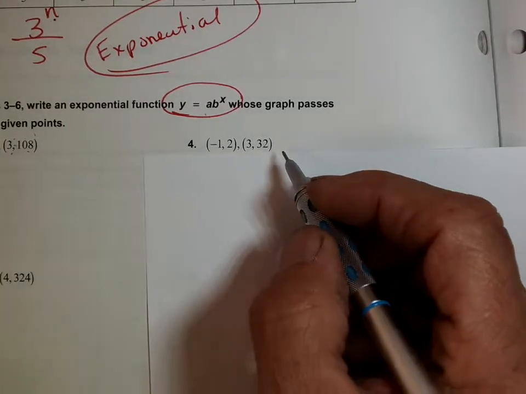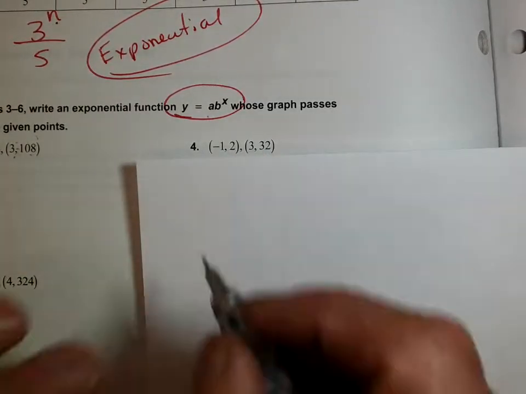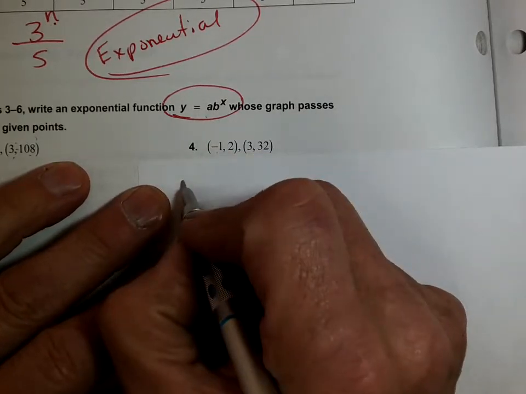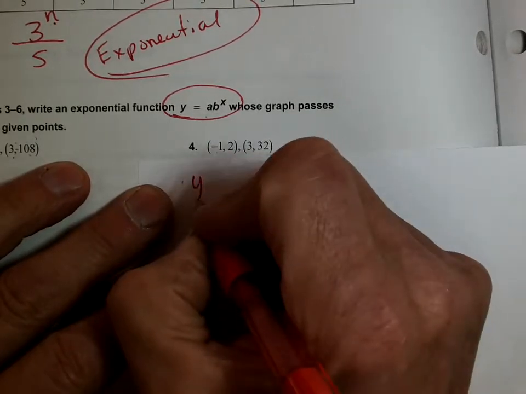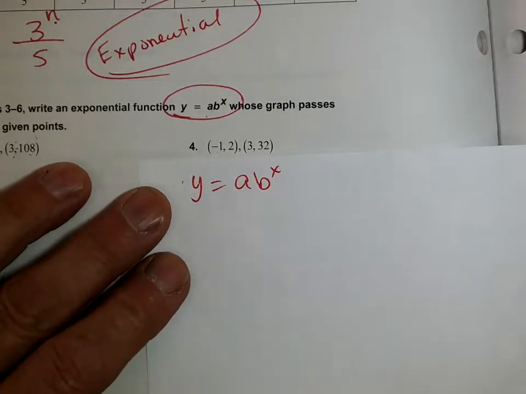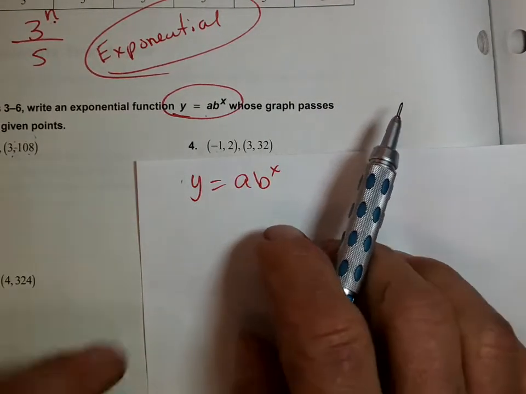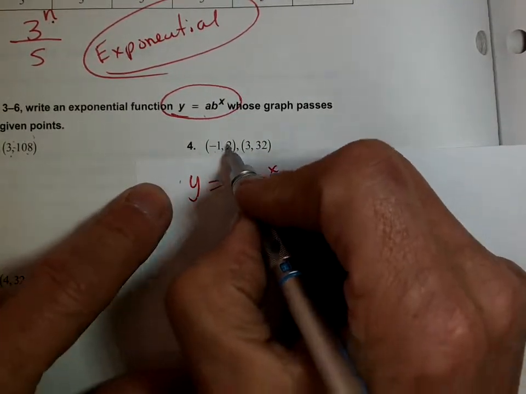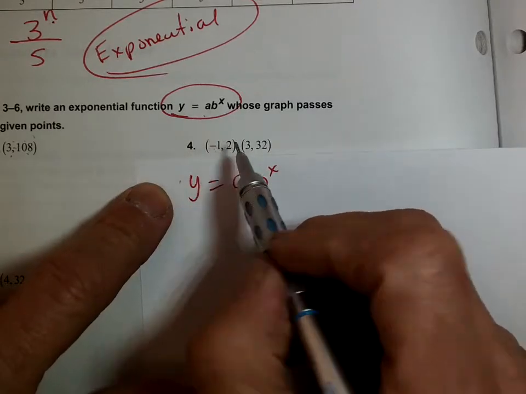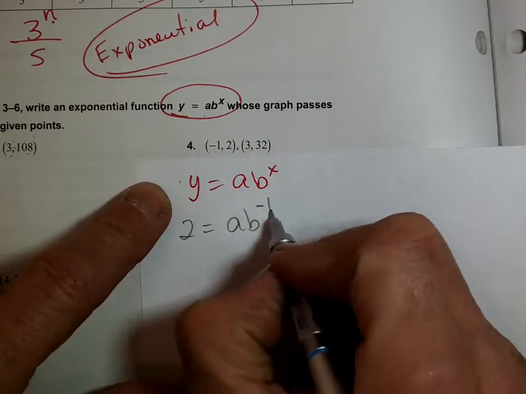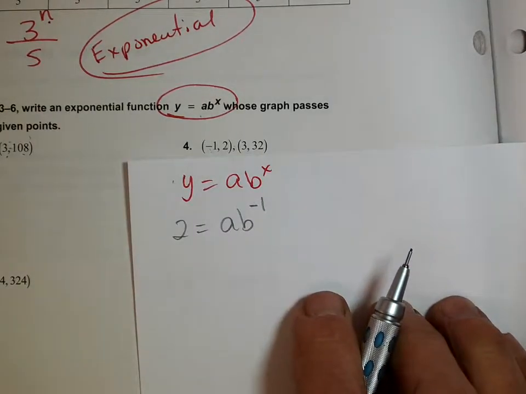We need 2 equations. Always, we need 2 equations. So I'm going to plug my -1 in for x. So I've got y equals a b to the x. So here's your steps. Step 1, make 2 equations. Take your -1, put it in for your x. Take your 2, put it in for y, because every point has an x and y. So I'm going to go 2 equals a b to the -1, okay? You need to make 2 equations, all right?